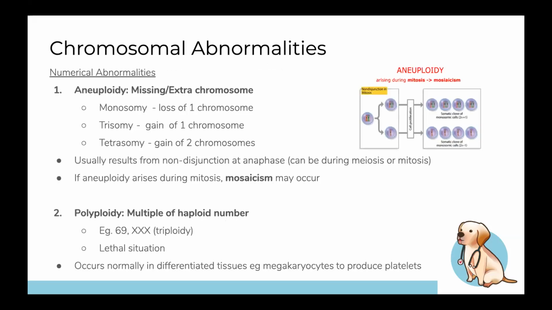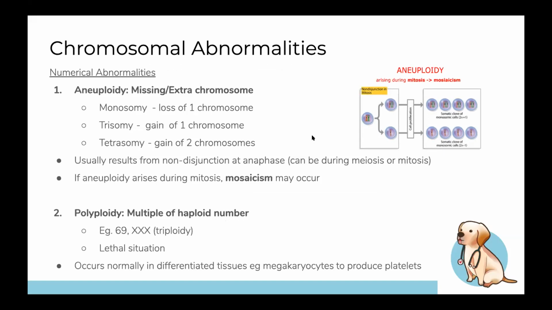Okay, now going on to the chromosome abnormalities. This is something that you do have to know, and it will be covered in your exams, hopefully, as well. Chromosomal abnormalities, we can split up into 2: numerical abnormalities and structural. We'll talk about those in the next 5 minutes.